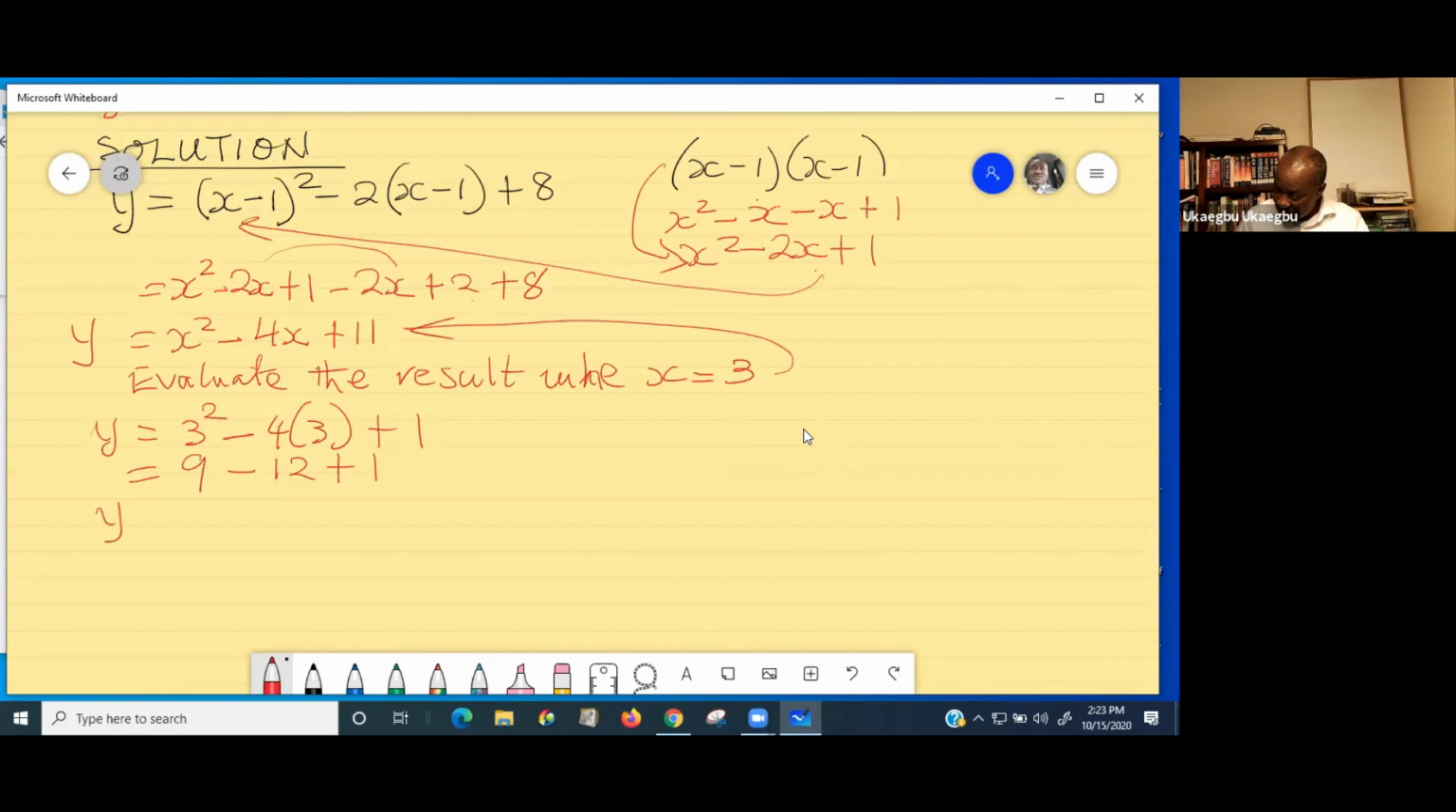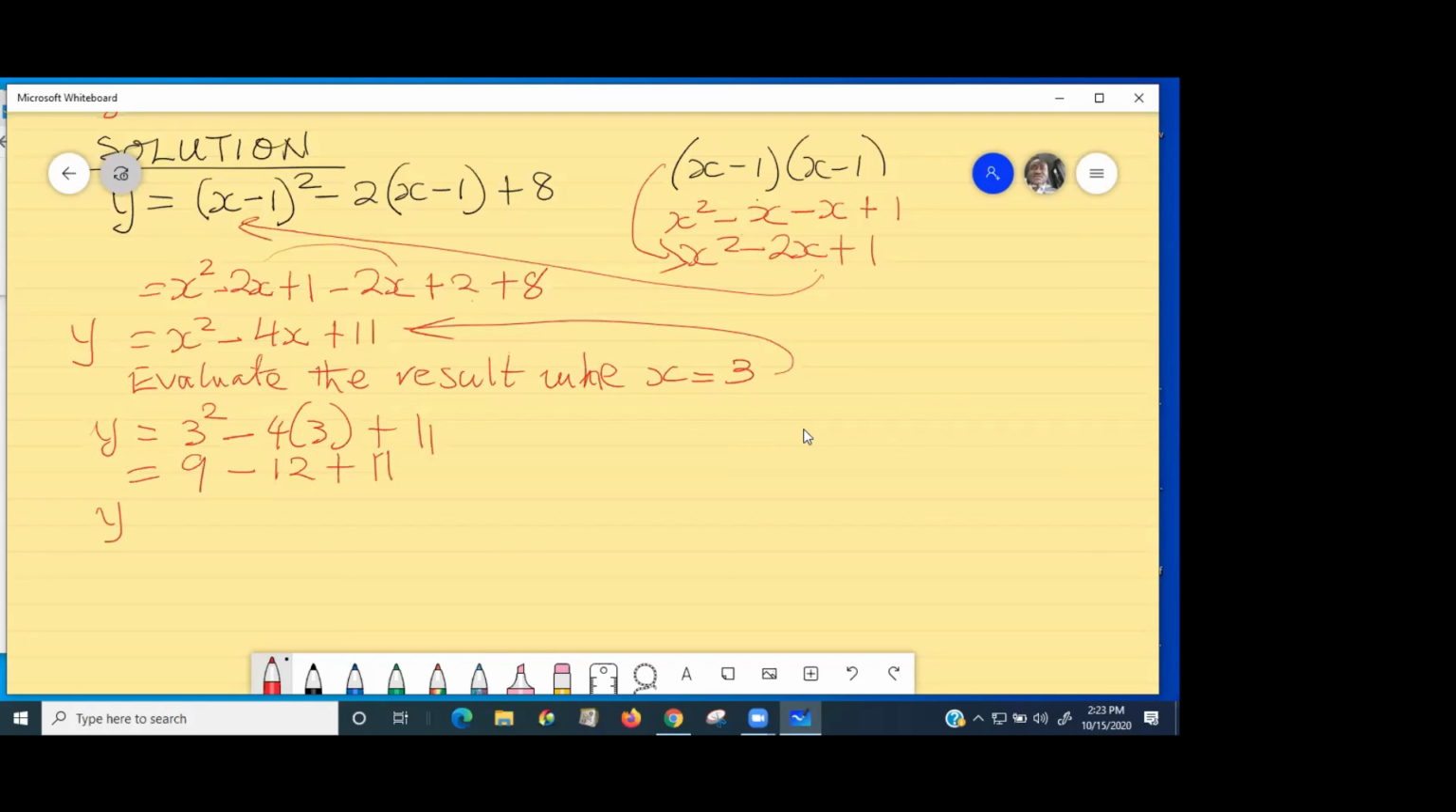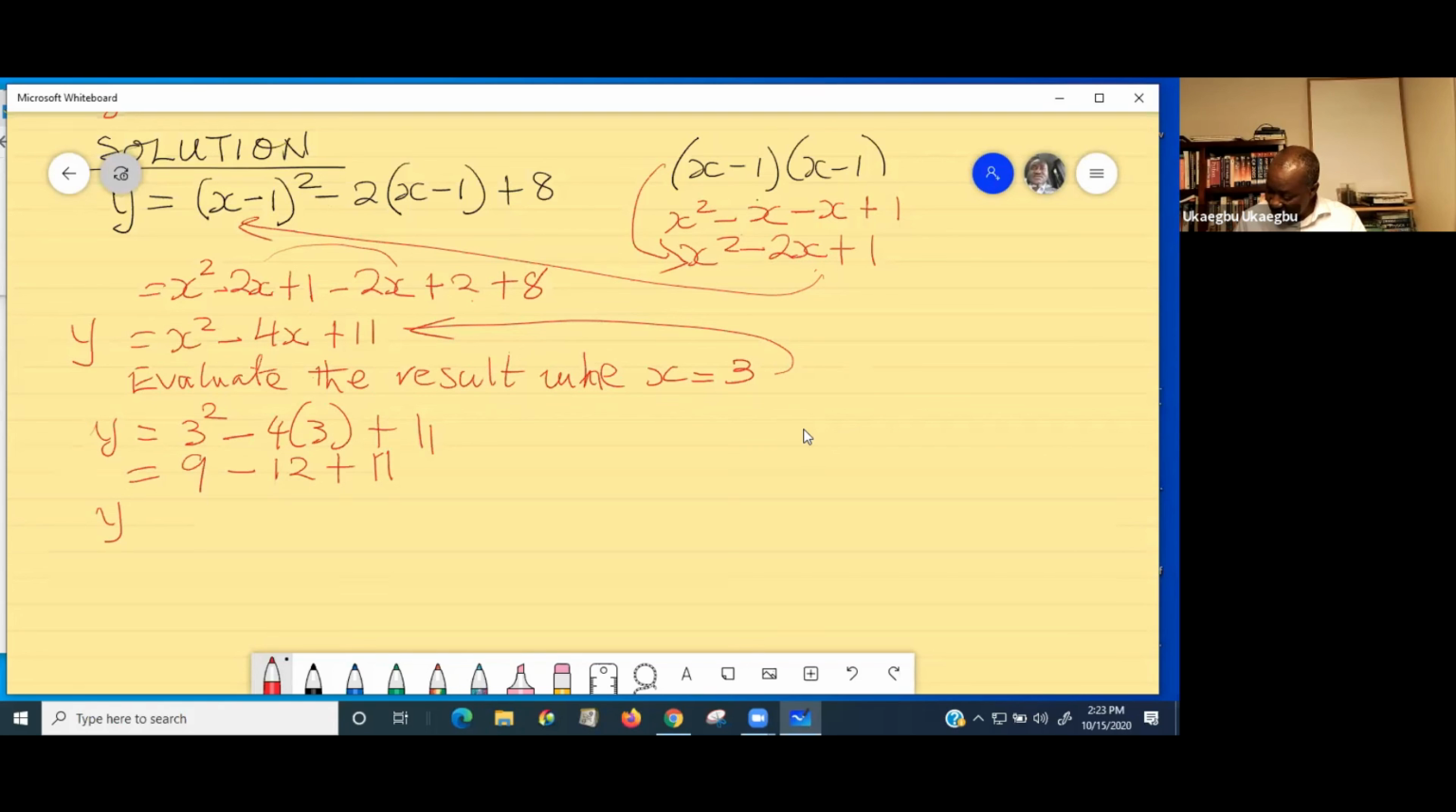It's 11, not 1. Oh, I'm sorry, 11. Okay, so 9 plus 11 is 20. 20 minus 12 is what? 8. So that's how to do it.